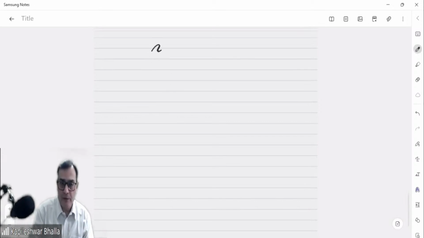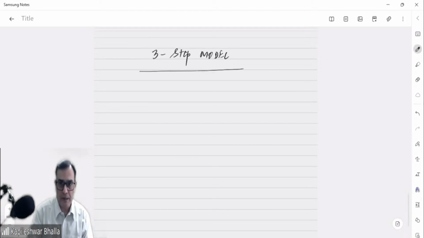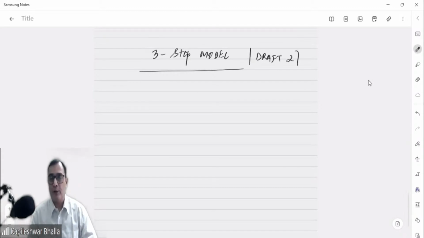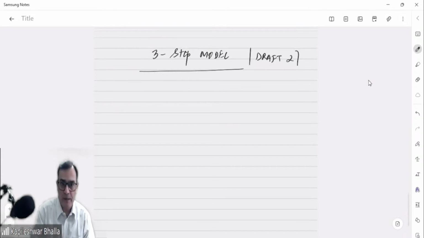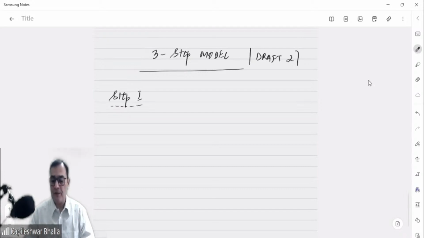So let me give you the 3-step model. I'm considering my 3-step model. Let me put it in the brackets that I'm giving you a draft number 2, and this is going to overrule my first draft as well. So let's begin with step number 1. Now you've got to focus on step number 1.